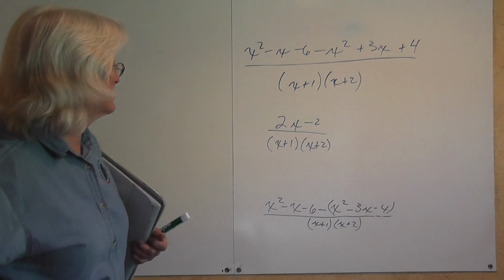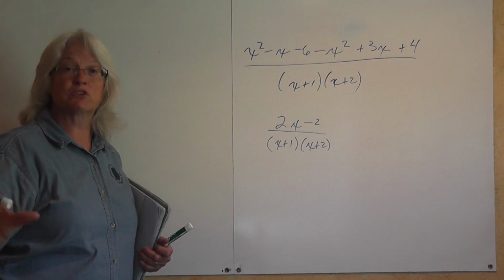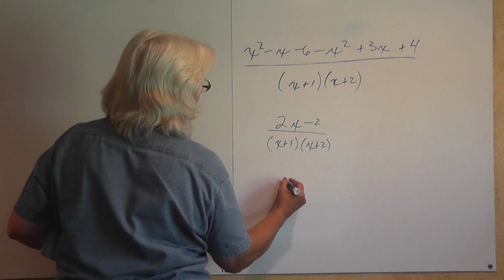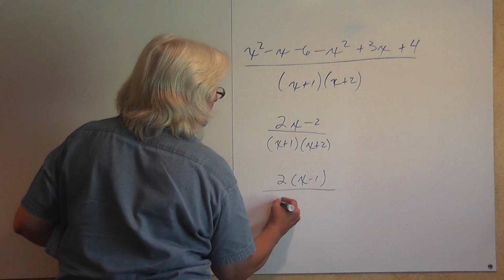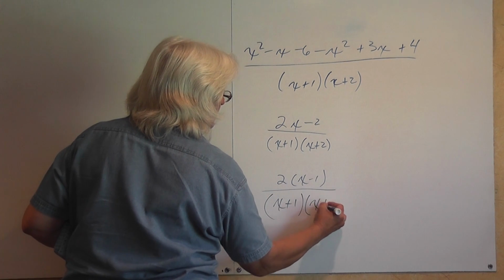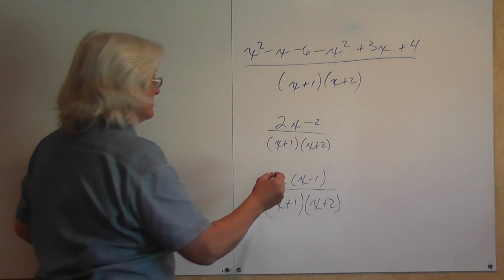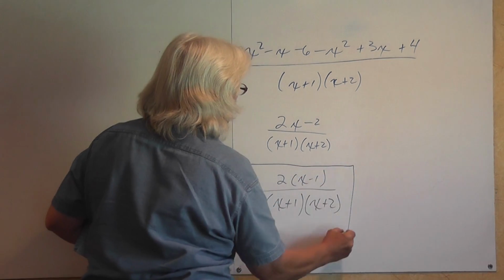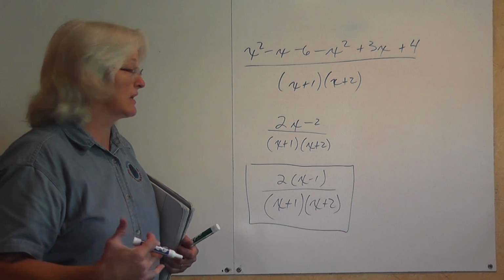Now what are we going to do next? Are we finished? No, our instructions say leave this in factored form. So our answer is going to be 2 times the quantity x minus 1 divided by x plus 1 times the quantity x plus 2. This right here is our solution. In this particular problem, there are no common factors to cancel.